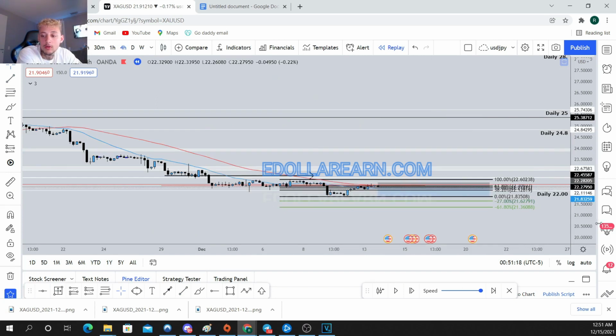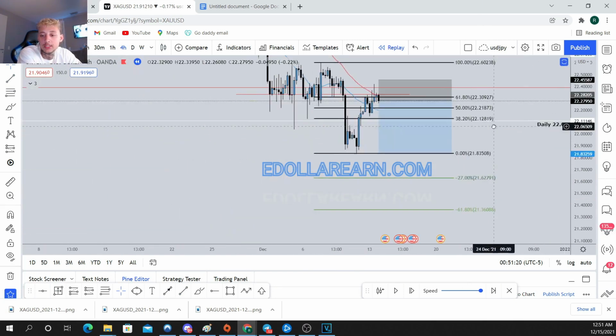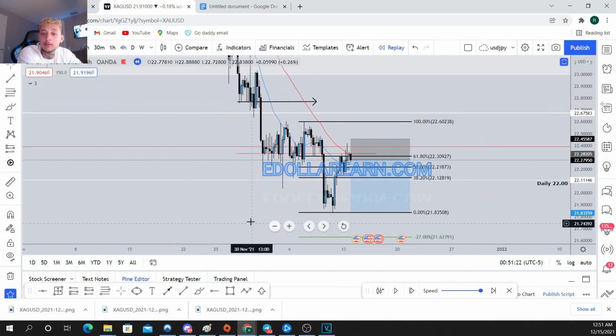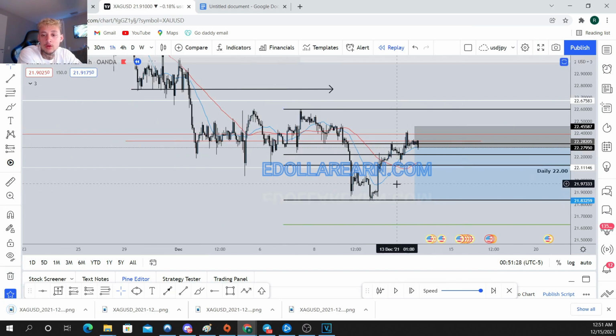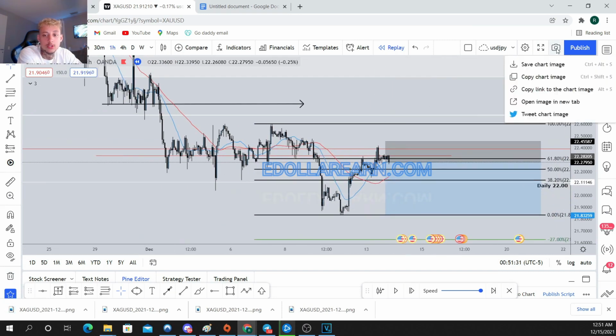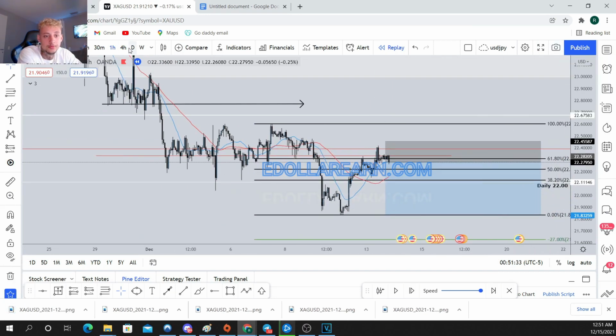And then we're going to go to the 4-hour time frame, which is the time frame we based our trade off of. Now, if you didn't base your trade off the 4-hour time frame, you'd also want to take a screenshot of the hour time frame as well, no matter what. So we're going to take a screenshot of this hour time frame as well.